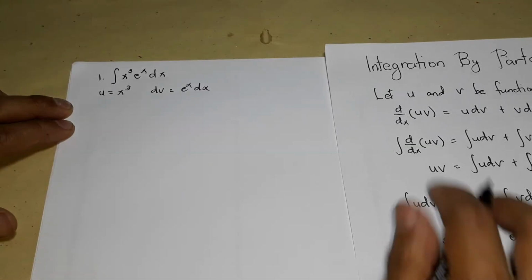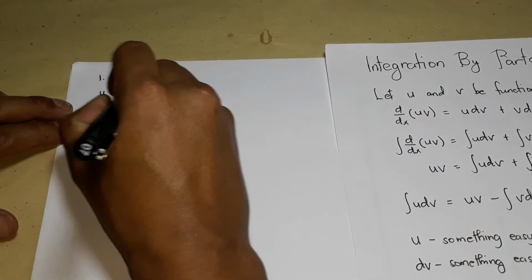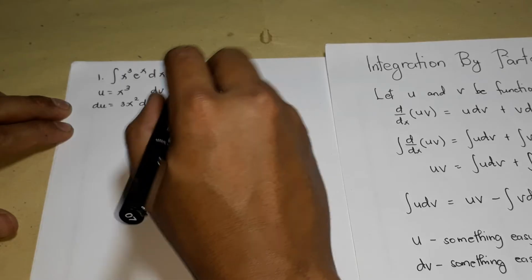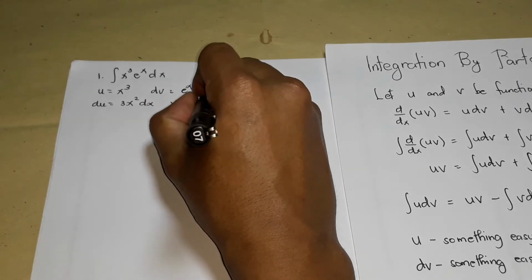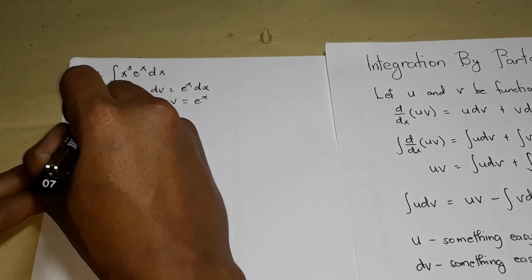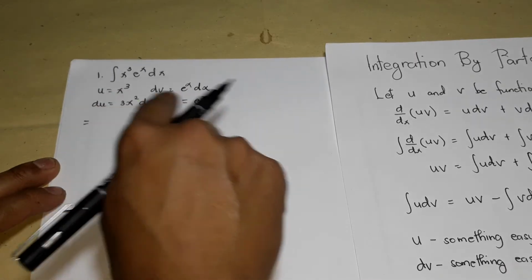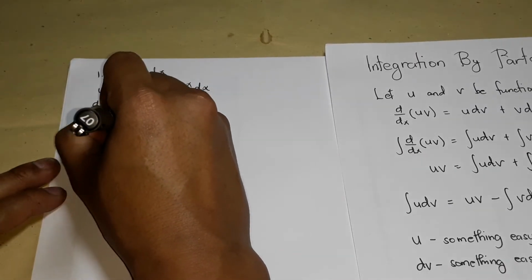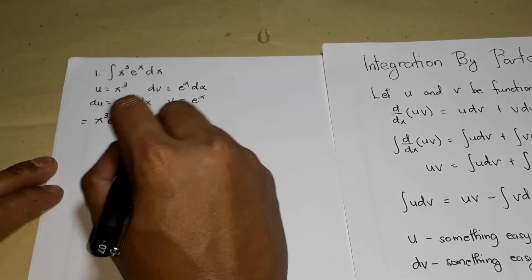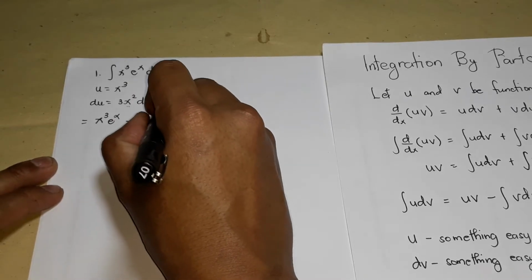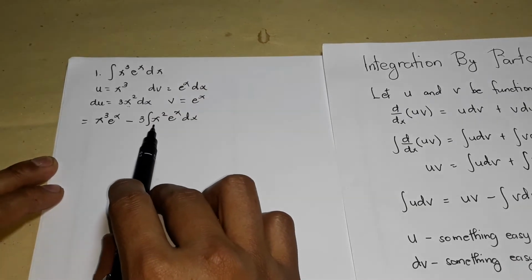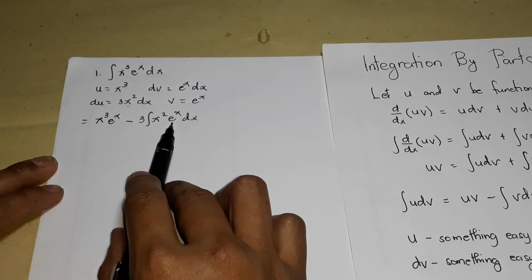Differentiating x cubed, you have du equals 3x squared dx. Then integrating dv, you have v, and integrating e to the x dx is simply e to the x. Do not add c for this purpose because we will now apply it to the formula. So you have uv, that's x cubed e to the x, minus the integral of v du. You just multiply these two, then you have 3x squared e to the x dx. Notice that in the integral part, you still have a product of x squared e to the x dx.